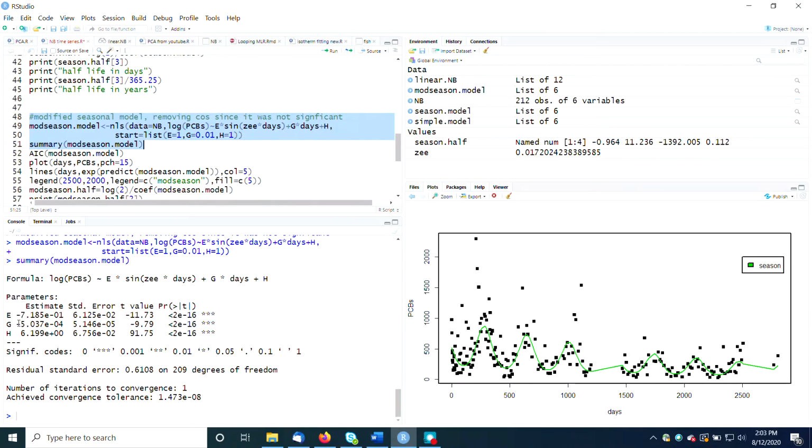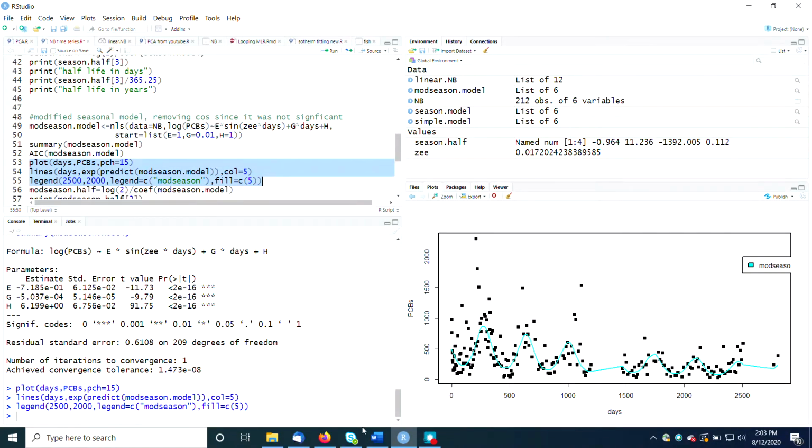The time constant has changed a little bit. It's now a little bit larger in magnitude, minus 5.037 times 10 to the minus 4, slightly different than it was before. So we can plot that. It's probably not going to look a whole lot different. So take a close look at this, and then we'll hit enter, and it didn't change much, but just a little bit of a change here. There's the modified seasonal model.